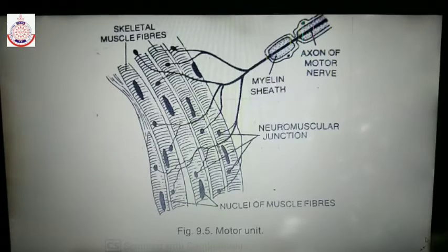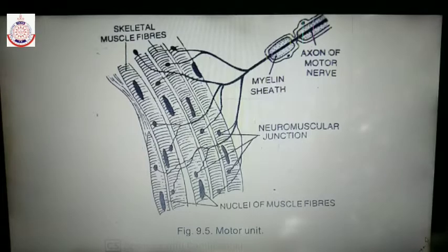So a motor neuron, what do you mean by a motor neuron? Neurons are of two types, sensory neuron and motor neuron. The neuron or nerve cell which carries messages from the body part to the central nervous system is known as sensory neuron, whereas the neuron which carries messages from the brain or spinal cord, that is from the central nervous system, to the effector organ like muscles, is known as the motor neuron.